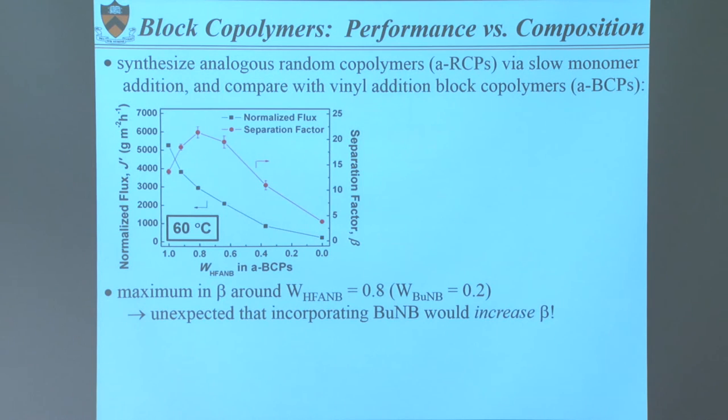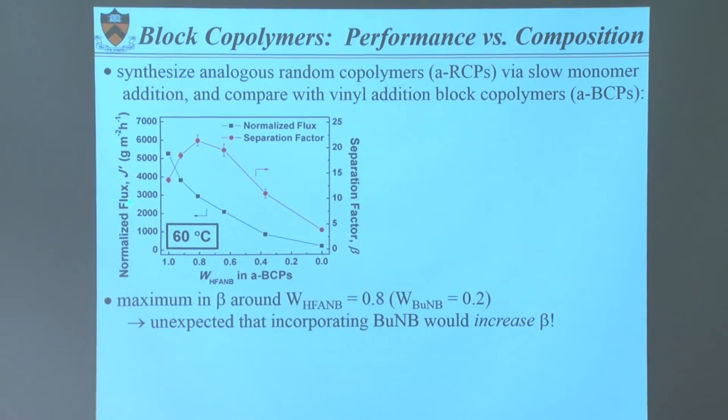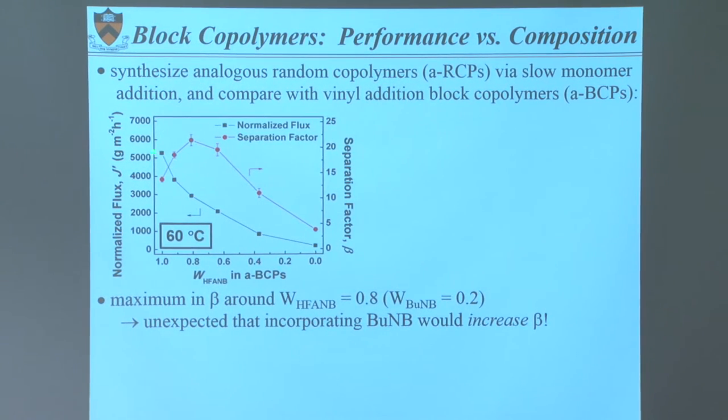All right, what about performance? Okay, so here's some data for flux shown in black and separation factor shown in red as a function of block copolymer composition. So let's start over here. This is that HFA homopolymer. And so as you increase the amount of butyl, which we were viewing as the non-transporting unit, the flux goes down. No surprise there, that was expected.